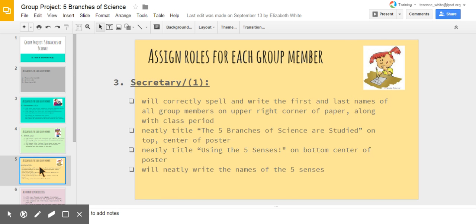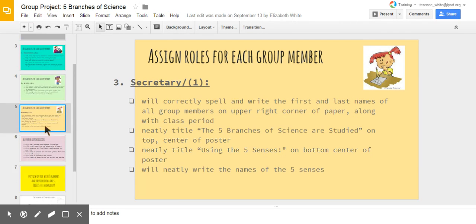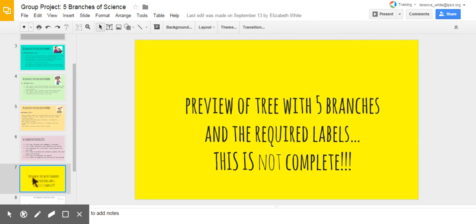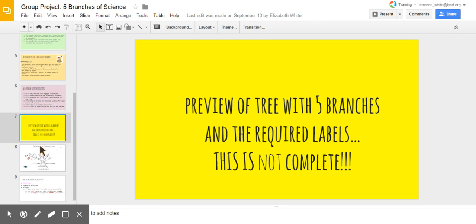Secretary, they are going to make sure that the spelling is correct and basically that the skeleton of the poster is correct. And these are responsibilities for all group members: basically stay focused, remain positive, stay on task, and they will help assemble the poster and help clean up supplies. I went over this with the students before they got in their groups.